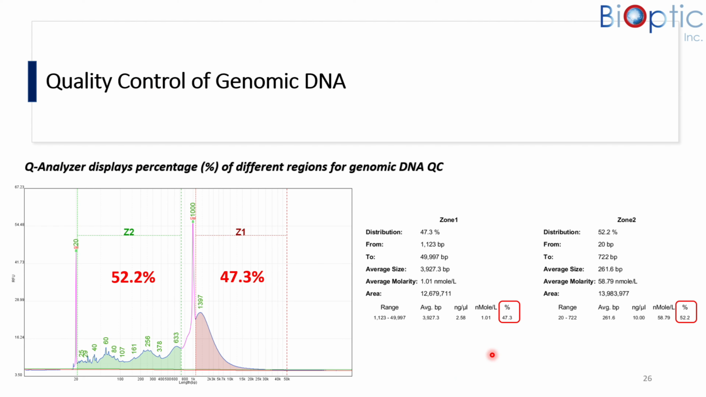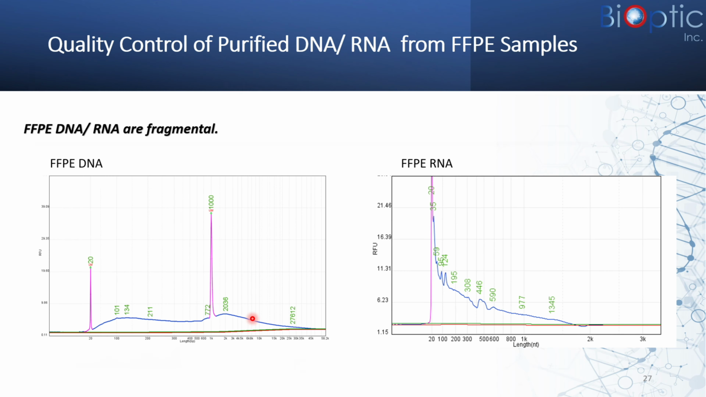In some downstream experiments, such as real-time PCR, partially degraded genomic DNA is still workable for the following gene detection. So, QSAP can provide the percentage of different regions in the genomic DNA sample. It would help researchers to evaluate the quality of the genomic DNA samples. For example, in this result, we can see the genomic DNA size over 100 kb is less than 50%.